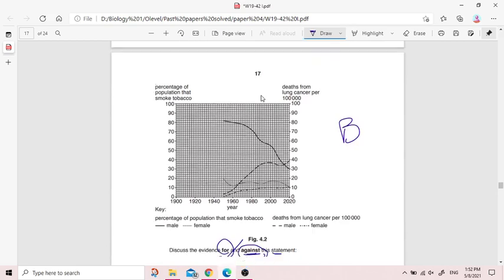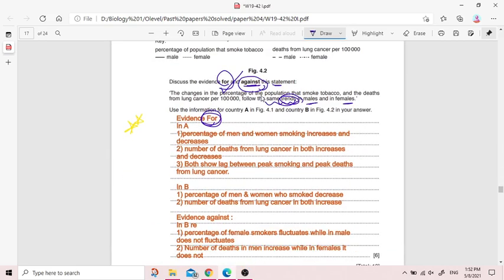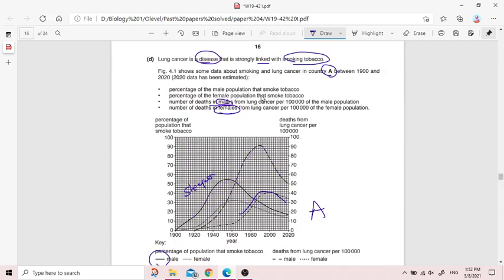What else? Number 3: both show a lag between the peak of smoking and the peak of death from lung cancer. What does lag mean? It means the peak from smoking happens first and then the peak from lung cancer. Peak from smoking happens first and then the peak for lung cancer. So this is also the same in males and females.